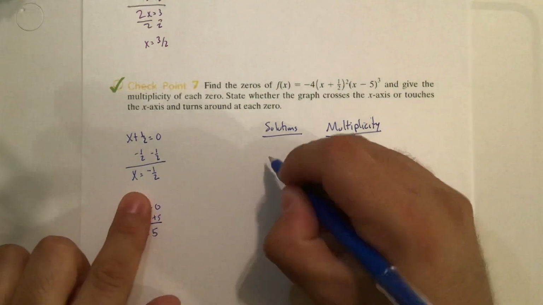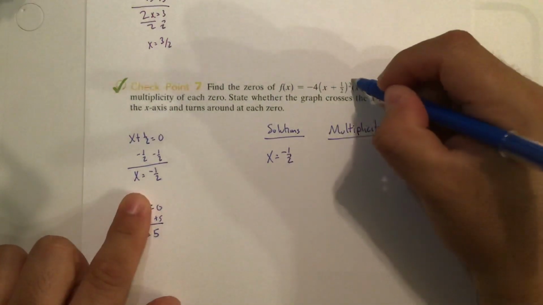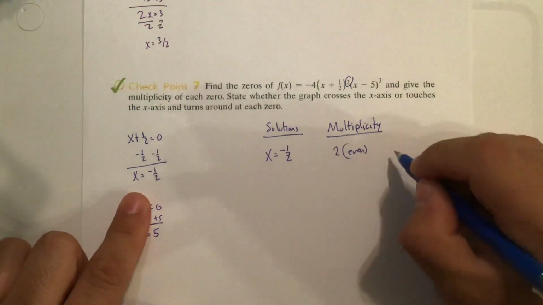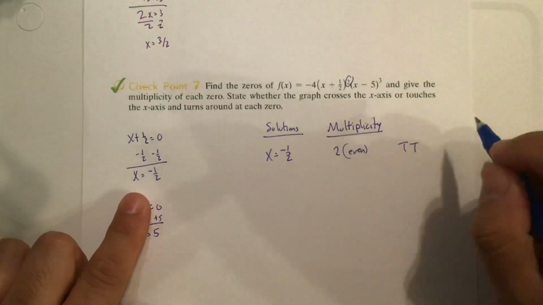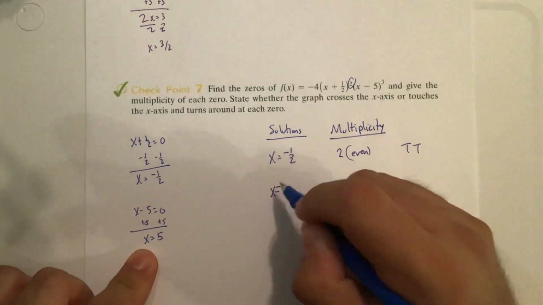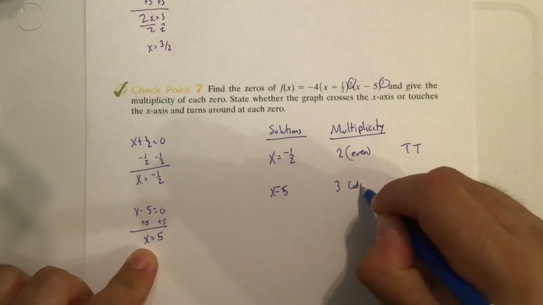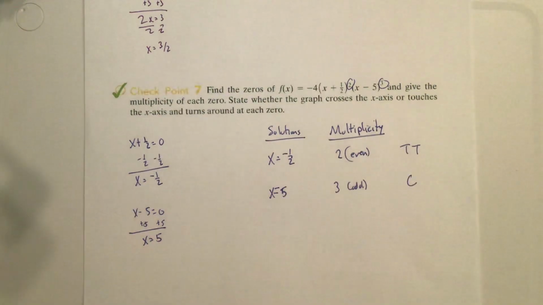So for my first one, x equals -1/2. Right here, it has an exponent of 2, so that is even. So therefore, at the x-axis and at that x-intercept, it touches and turns. For the second one, we got x equals 5. And at this one, it's an odd, so 3 and it's odd. So at that x-intercept, it's going to cross the x-axis. And that completes the notes for today.